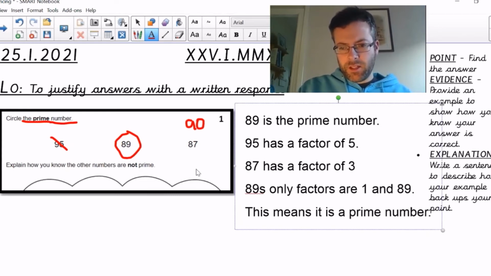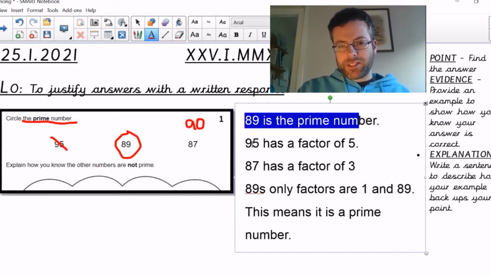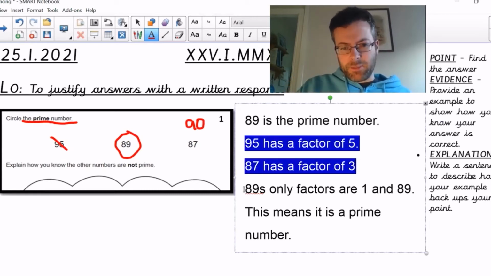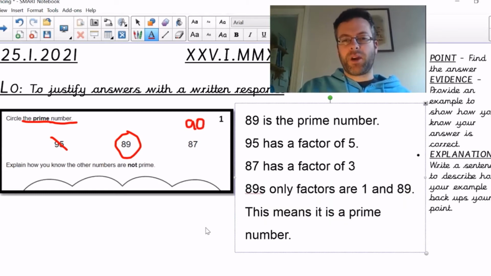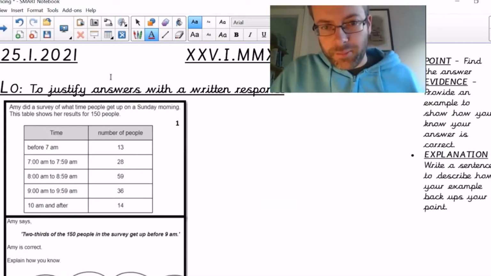Okay, so I've made my point that 89 is a prime number. I've given examples of why those two aren't prime numbers, and then I've given an example of why that is a prime number. This means it is a prime number. You would definitely get all of the marks for that. Okay, last question before I stop.